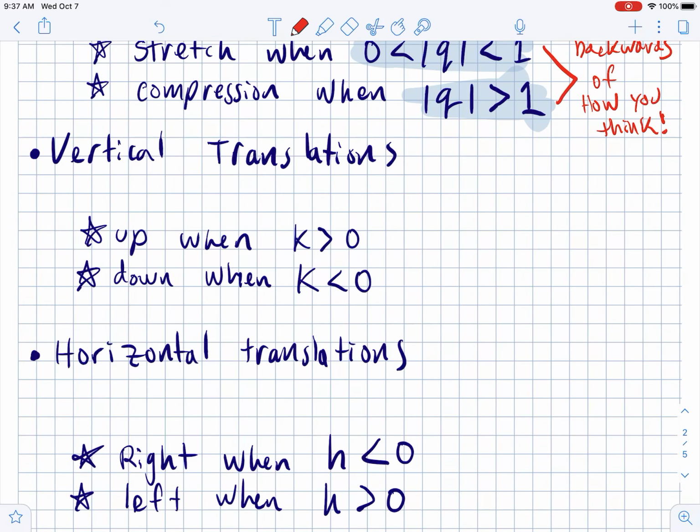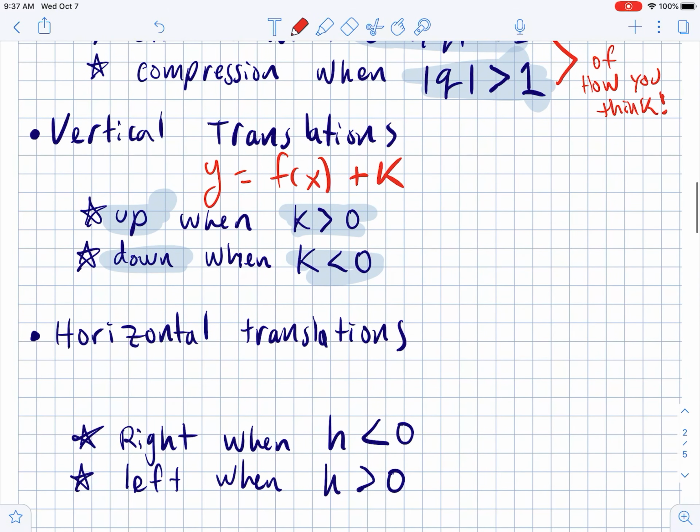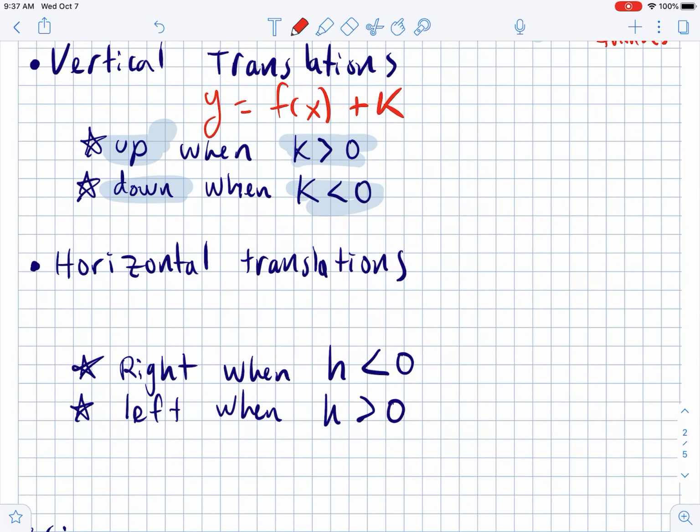Vertical translations. Now, a translation doesn't affect the shape. There's no squish or stretch. It just moves it left, right, up, or down. So an up or down translation would be the function plus some sort of k on the outside. When k is positive, it goes up, and when k is negative, it goes down. That one works the way you think it should. So outside works the way you think it should. Inside is the exact opposite of the way you think it should.